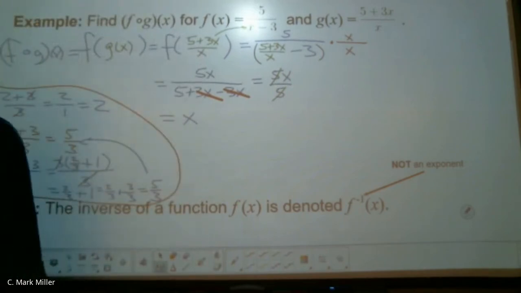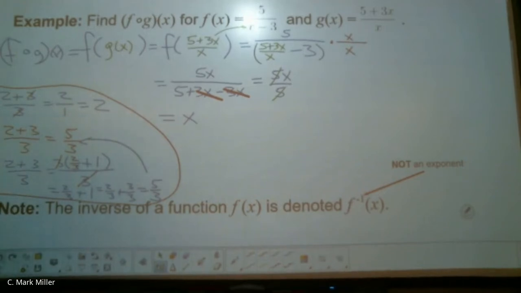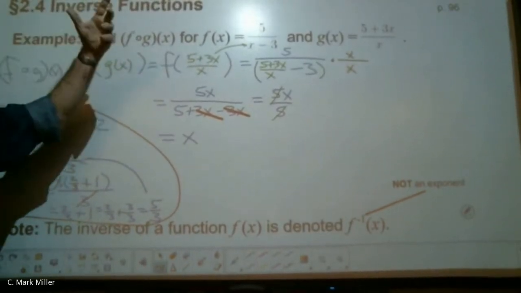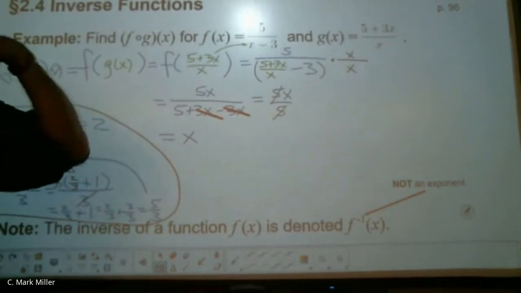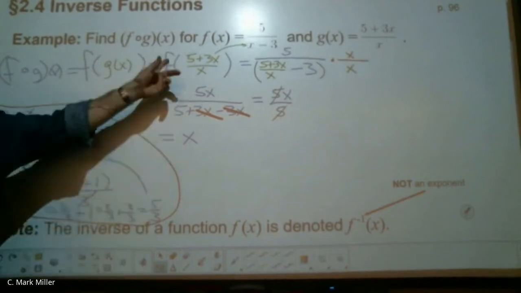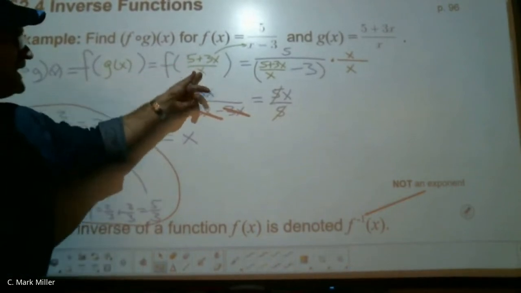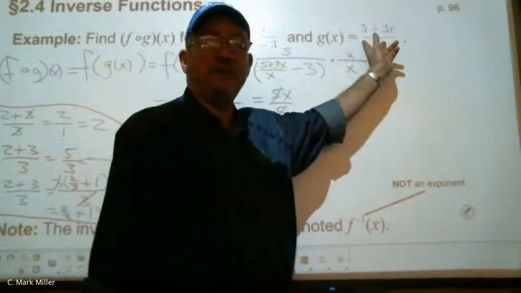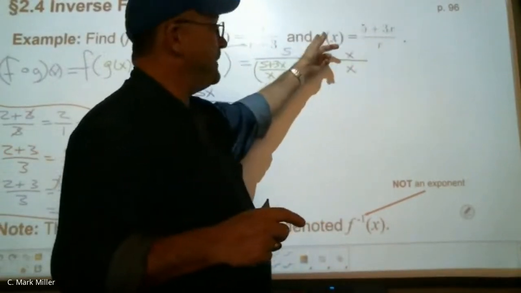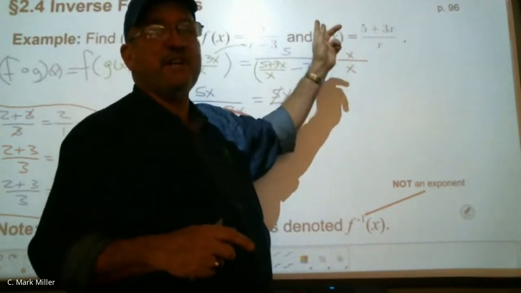What this says is, remember how I started this slide? An inverse function? An inverse function is a function that undoes what another function does. So whatever 5 plus 3x, whatever g does to a number, g is going to do something to a number. It's going to send it to another number.